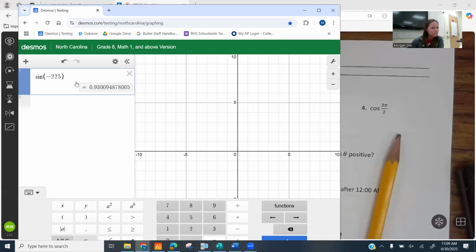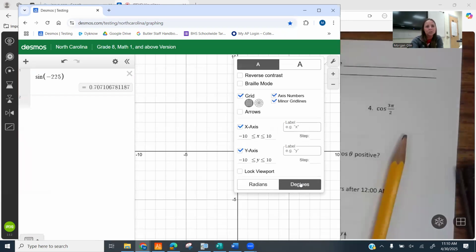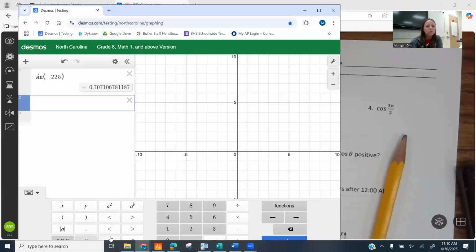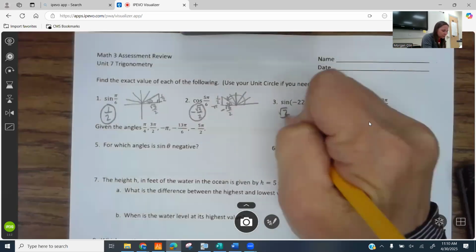Okay, 0.93. So I don't know what that is. And did I change it to degrees? Nope. I did, but I reset it. Sorry. So I had to make sure it's in degrees. And how I knew is that wasn't one of the decimals we just talked about. There's only 2 that's going to create a decimal. Square root of 2 divided by 2 and up, it automatically is it. So this is square root of 2 divided by 2.